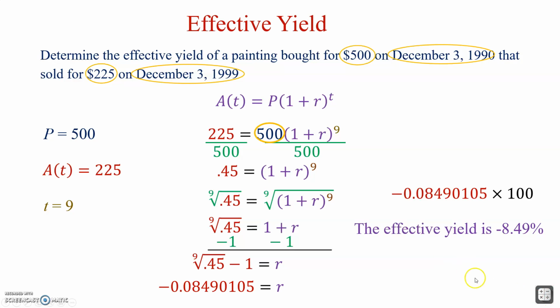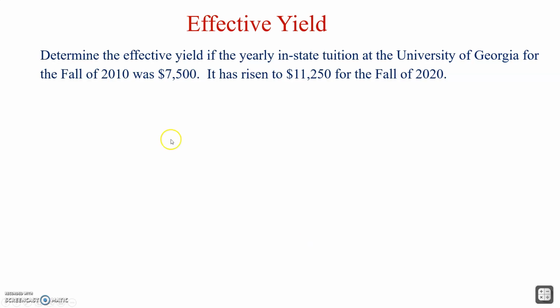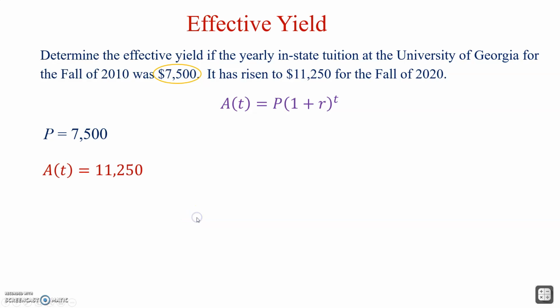All right, two more problems. Determine the effective yield if the yearly in-state tuition at the University of Georgia for the fall 2010 was $7,500. It has risen to $11,250 for fall 2020. So here's a real life problem. So there's our formula again. We're starting with 7,500. That was the original tuition. After time has passed, 11,250 told us that. And time, from 2010 to 2020, time is 10 years.